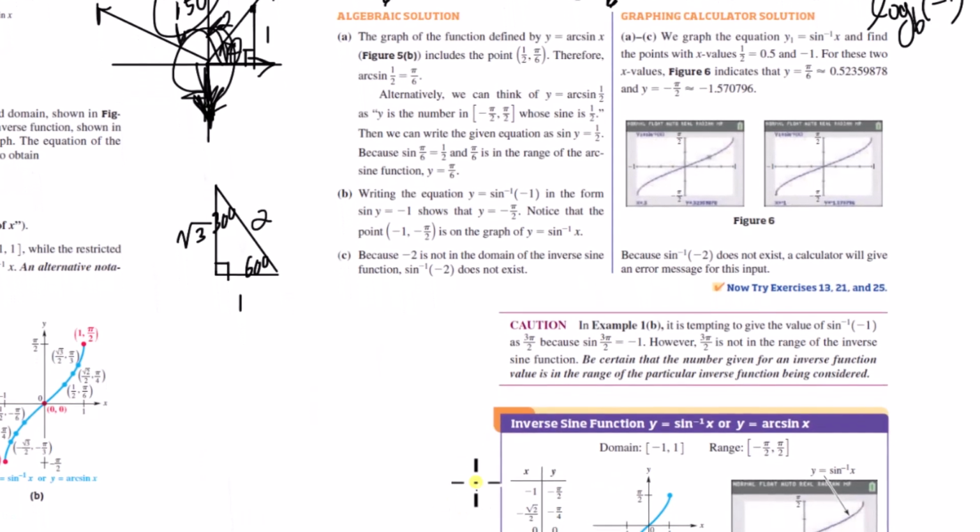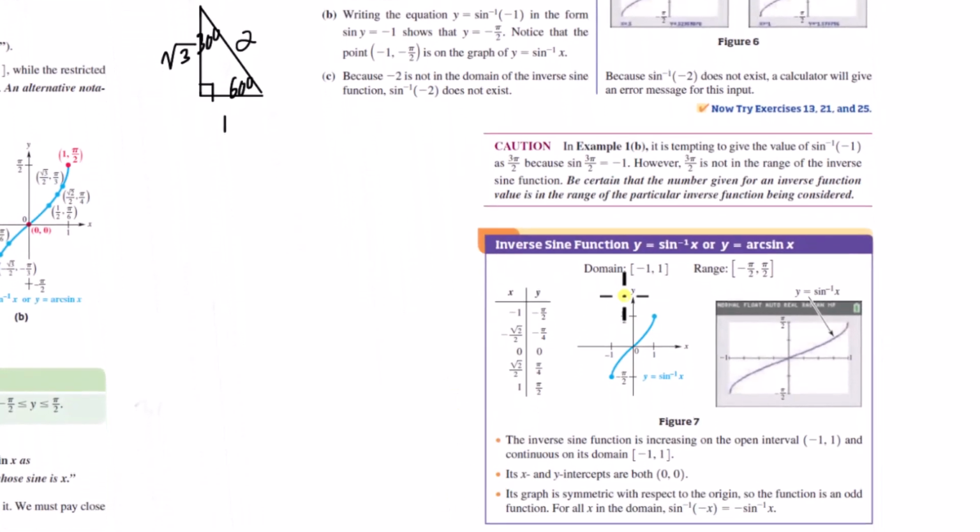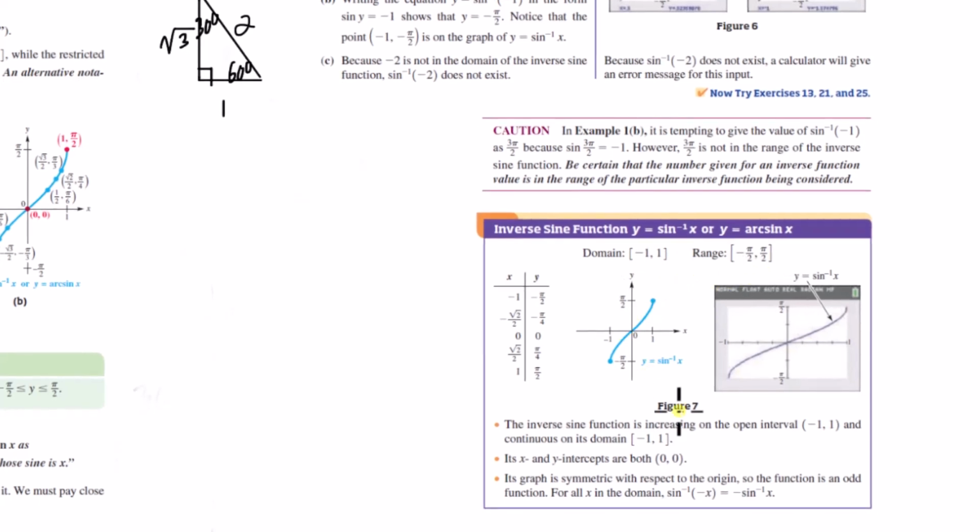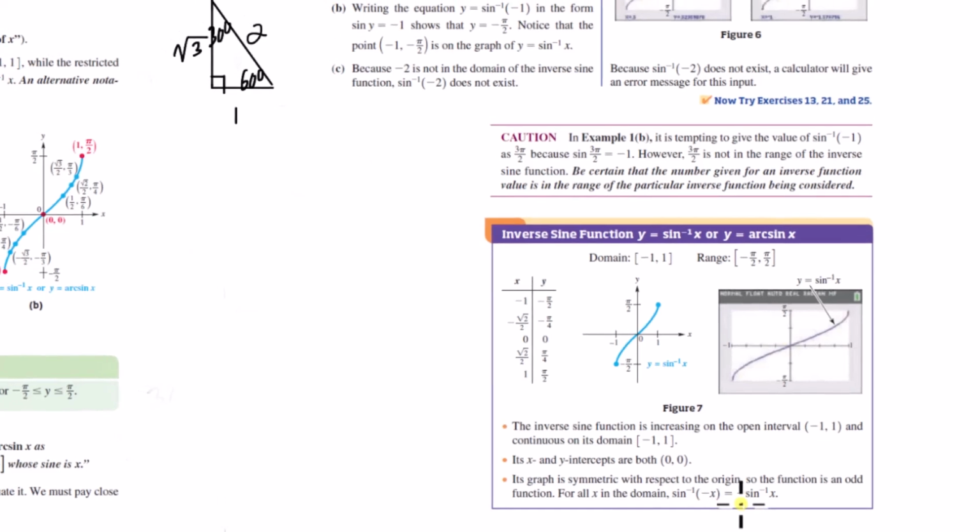Now, here's a summary of the inverse sine function. Domain -1 to 1, range minus pi over 2 to pi over 2. It's continuous. It's always increasing, and it has one x-intercept and one y-intercept, both at the origin. It also has a symmetry. It's symmetric with respect to the origin. We're going to see that inverse cosine doesn't have any symmetry. So it's an odd function. The inverse sine of minus x is equal to minus inverse sine of x.